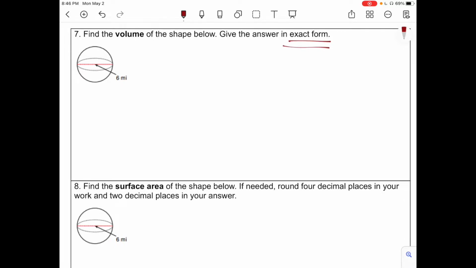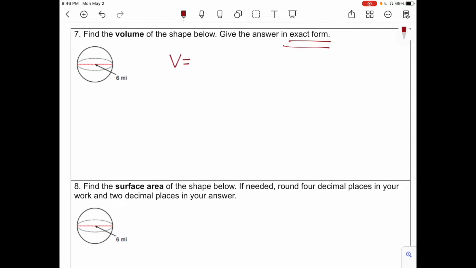The hardest thing about spheres is just making sure that you get the diameter into the radius, if they only give you diameter instead of radius, and also making sure you're putting your answer in the correct form. There's not a lot of work involved in these questions, so hopefully it'll be some nice easy points for you.